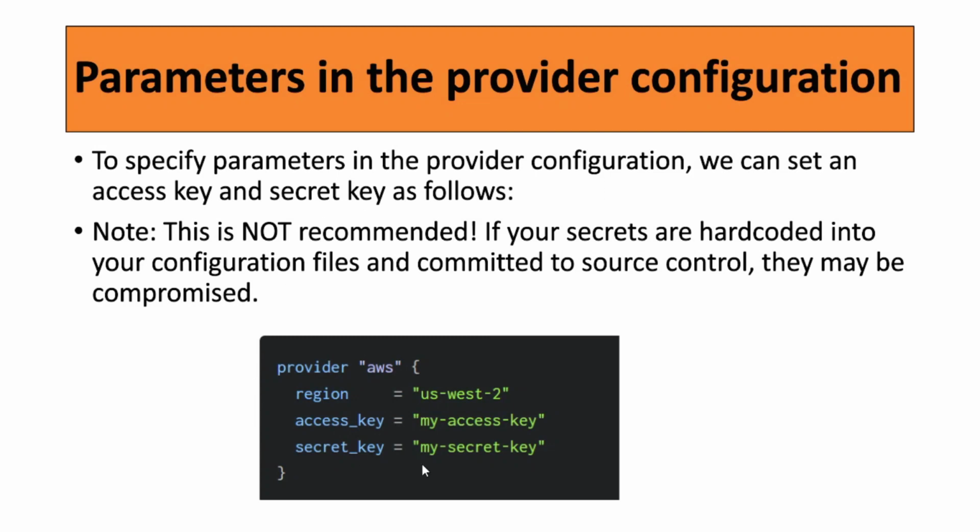In this particular image you can see a provider block where we have the provider name AWS. Then these are the keys which we have specified: region, access key, and secret key. With these configurations, Terraform will authenticate to AWS. We will see it in the demo.